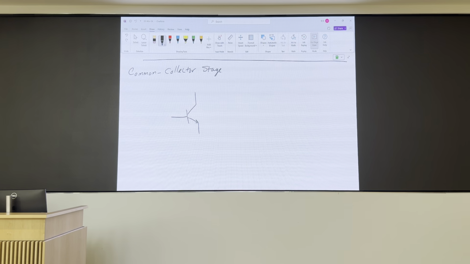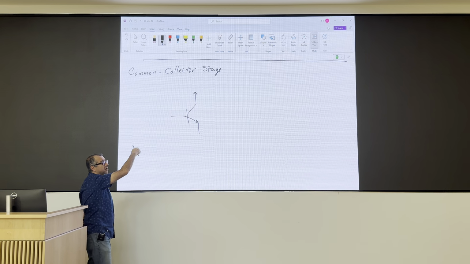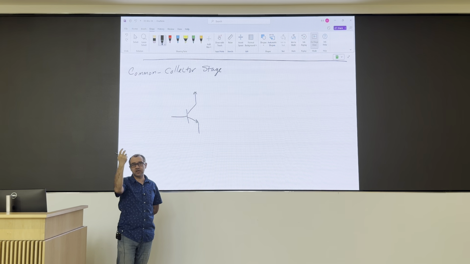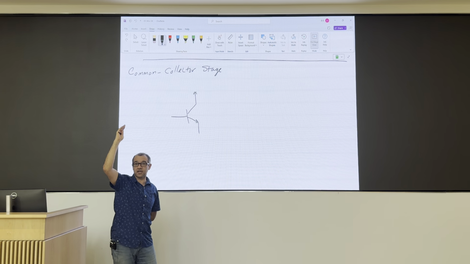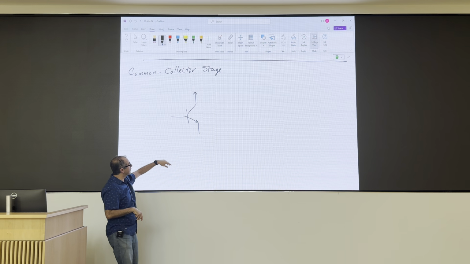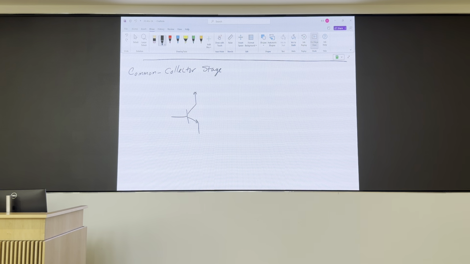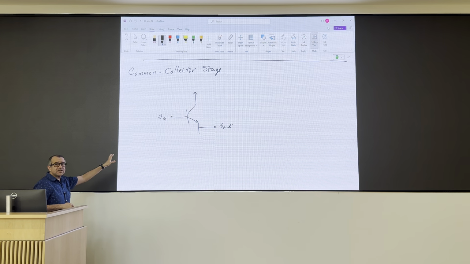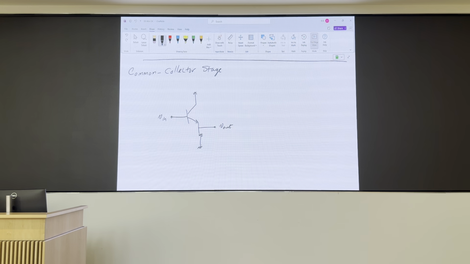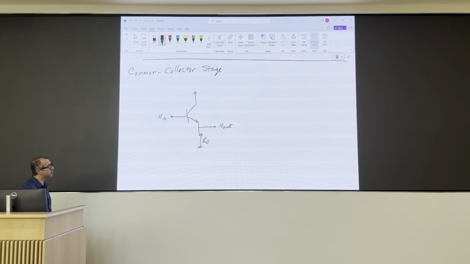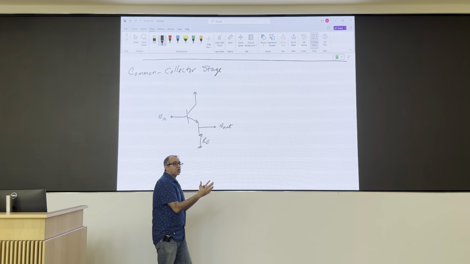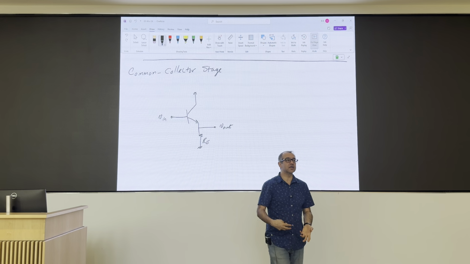So, a common collector stage: usually the collector is directly connected to your most positive supply if it is an NPN, or your most negative supply if it is a PNP. There is usually nothing in your collector circuit, so I'm just connecting it to VCC. Your input is applied to the base, and the output is taken from the emitter. For biasing reasons, we usually have a resistor with the emitter terminal. Okay? So this is your core stage, the basic common collector stage.